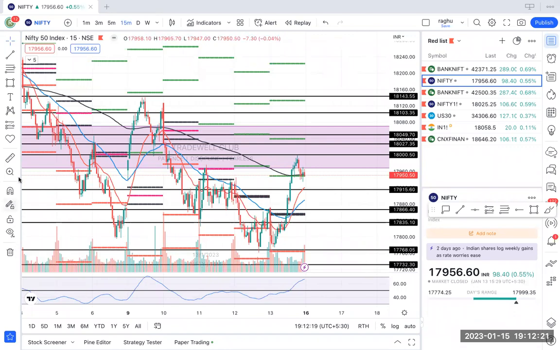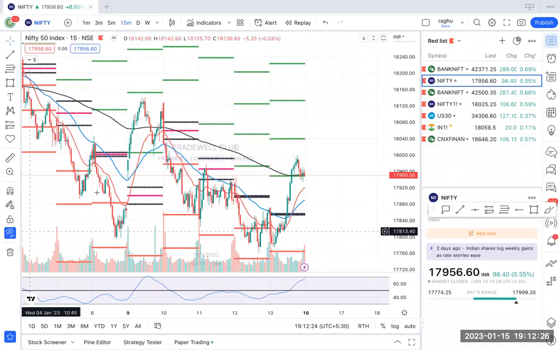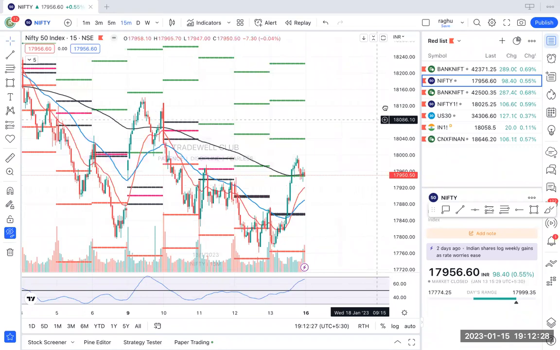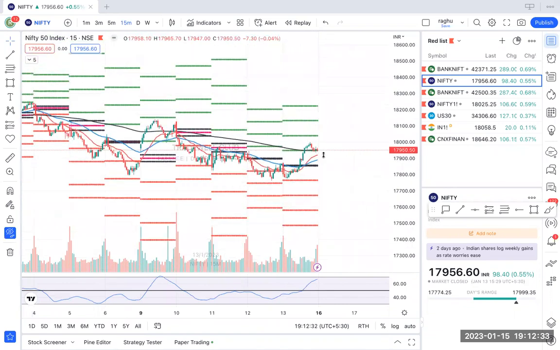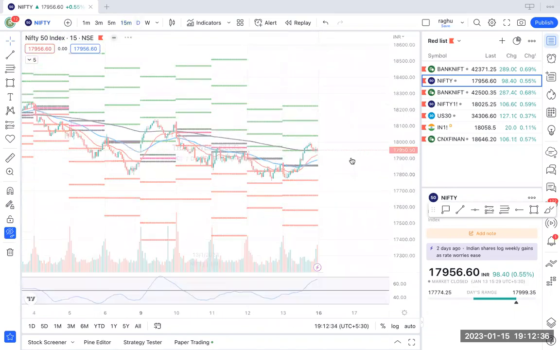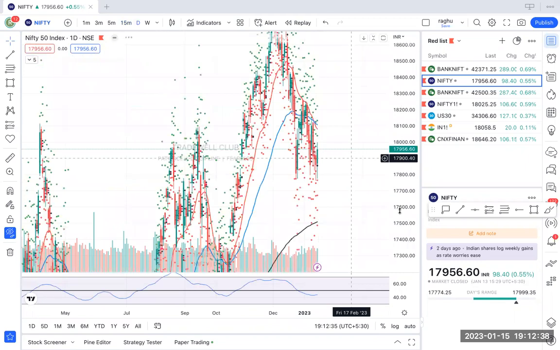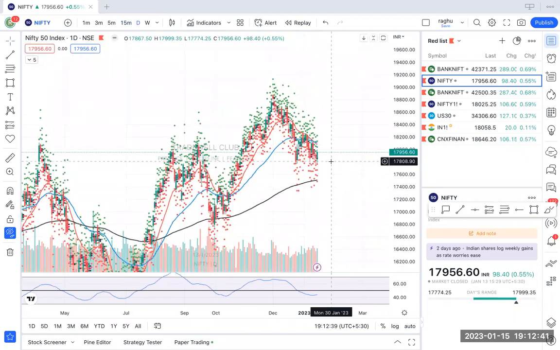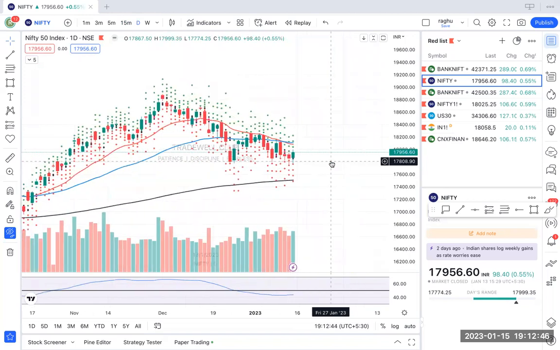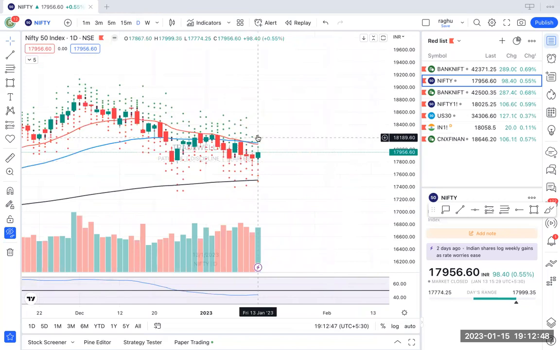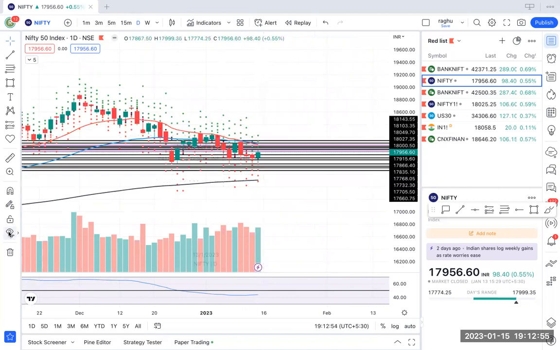So let me hide these drawings so you can see what is exactly happening in the CPR. Even CPR is telling the same thing. Above targets are, let me go to the 1 day candle. Beautiful. So above we have a target, the highest target in the 1 day candle is 18,227, and below is 17,490.